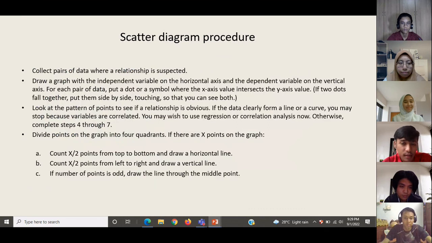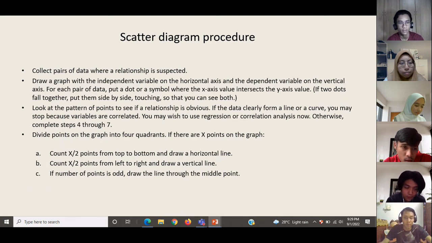So for the scatter diagram procedure, first collect pairs of data where a relationship is suspected and draw a graph with the independent variable on the horizontal axis and the dependent variable on the vertical axis. For each pair of data, put a dot or symbol where the x-axis value intersects the y-axis value. Then look at the pattern of points to see if a relationship is obvious.